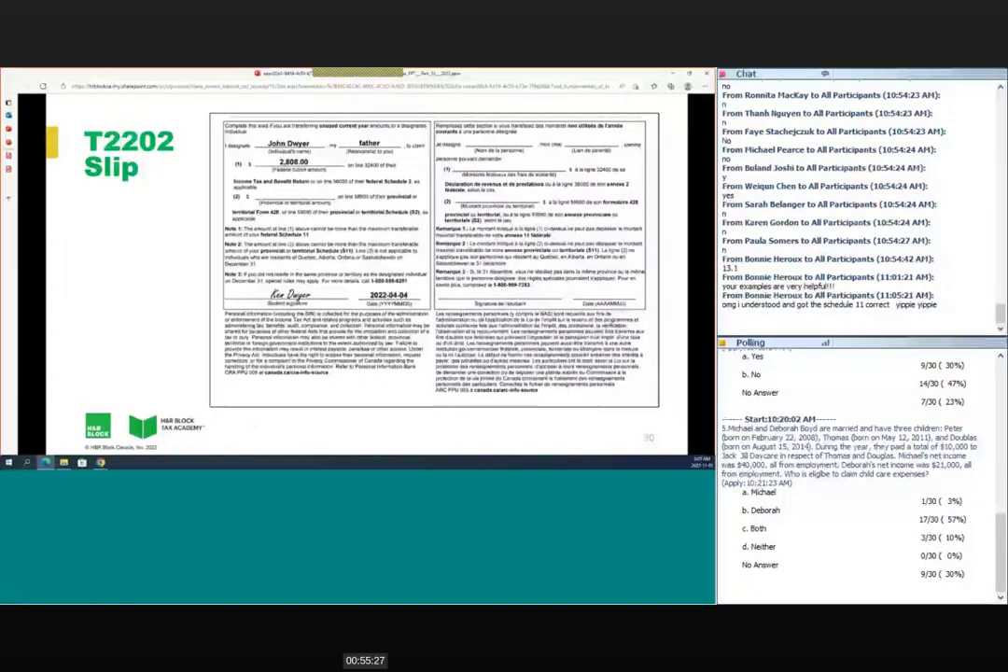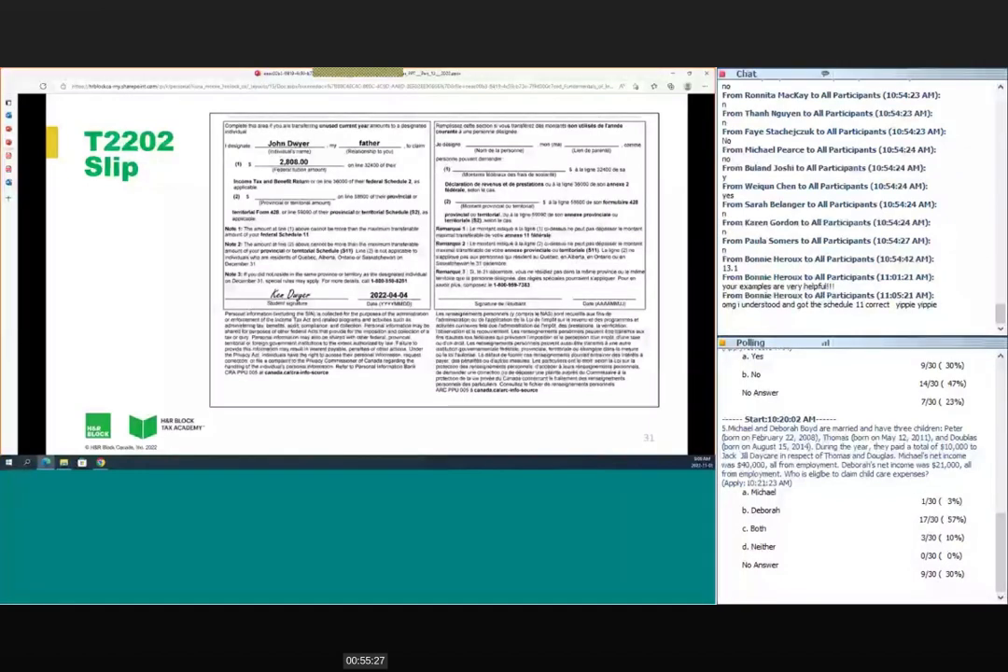There, T2202. So the other thing that makes tuition so valuable is that the tuition fees are always the student's, right? It has to go on the student's return. A lot of times students don't have any income. They don't need it. So the option in the year that you've incurred tuition fees is you could transfer up to $5,000 to a parent, a grandparent, or if you're married, to your spouse.